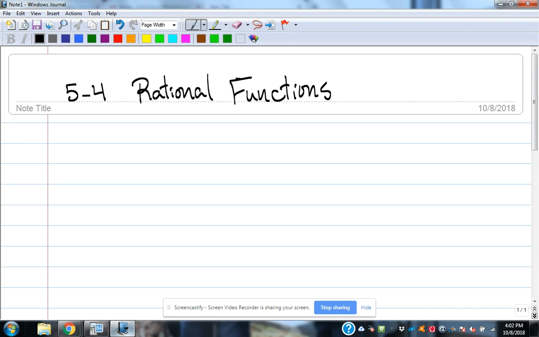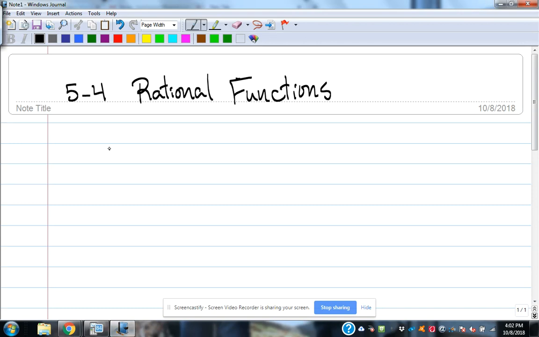All right, so we're going to talk about rational functions. The last part of Chapter 5 is about rational functions. Both Section 4 and 5 are about those. So a lot of the things we cover in 4, you're going to do again in 5, and we'll try to put it all together as we go here.